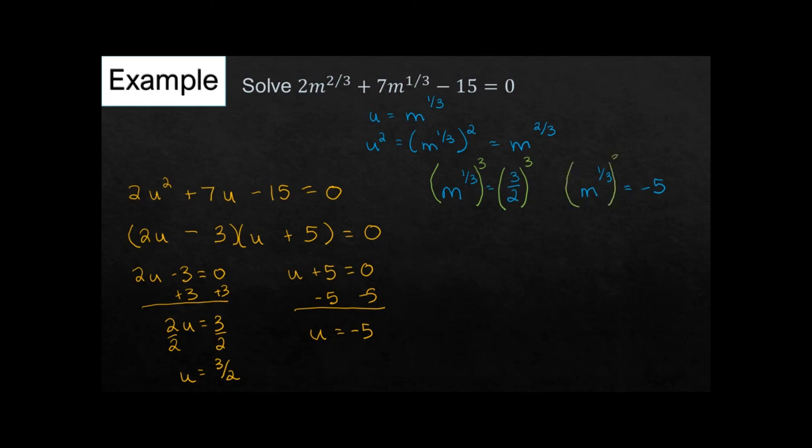So I'm going to just write that in for both of these. So we're cubing both sides. So I get m equals, and then 3 cubed is 27, 2 cubed is 8. So our first answer is m equals 27/8. And then we get m equals -5 cubed is -125.